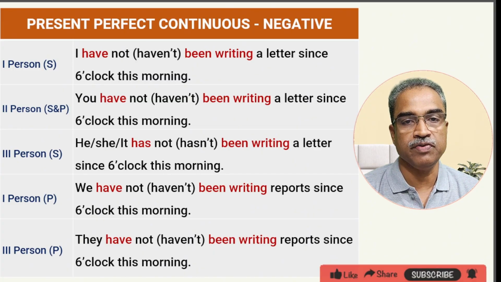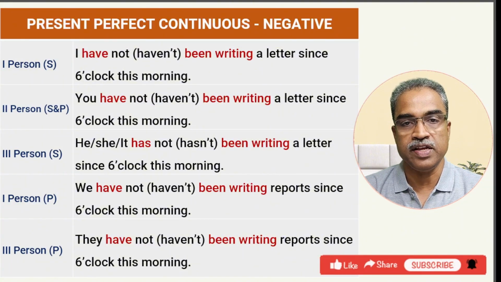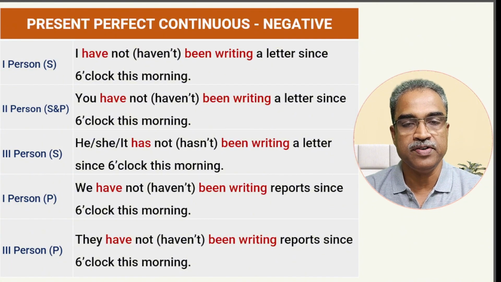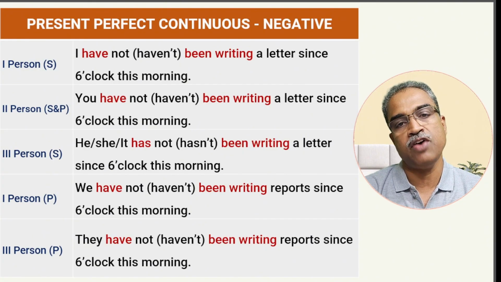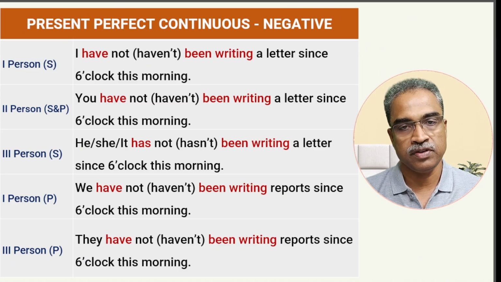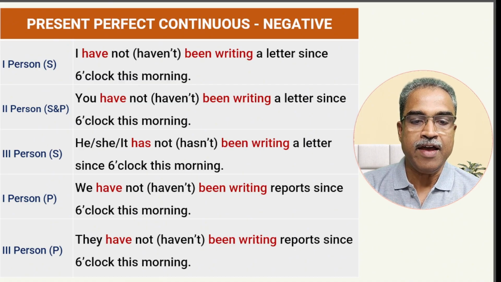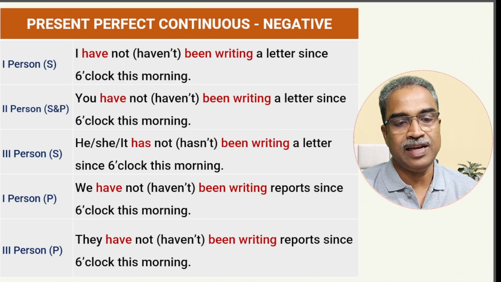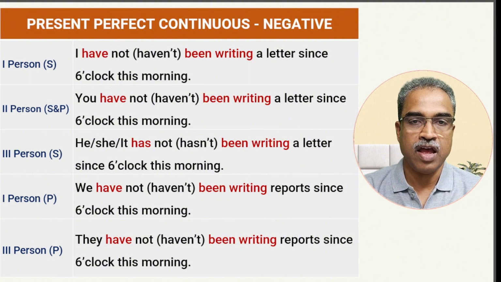There are two auxiliary verbs. So to put the negative in the correct place, we need to take into account the first auxiliary, which is have here. So immediately after have, we use this word not. And the rest of the things follow as they come. Okay, so I have not been writing a letter. Or else have plus not: I haven't been writing a letter since 6 o'clock this morning.